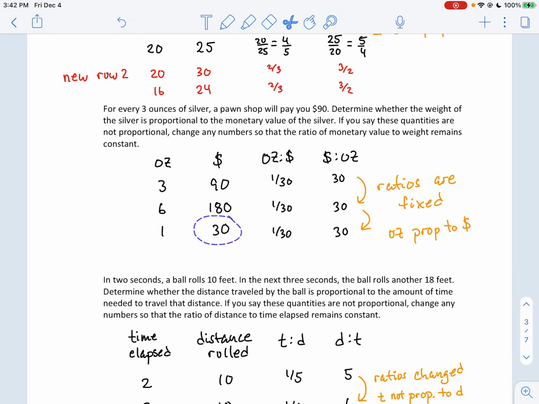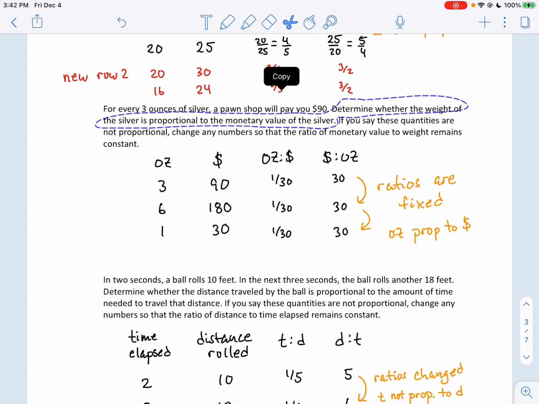Pretty much you're paying $30 for every ounce. So the ratio of dollars to ounces is always 30, and the ratio of ounces to dollars is always 1/30th. But either way you think about it, as you go from row to row, the ratios do not change. Therefore, we say that the best way is kind of just repeating what's said right here in this line.